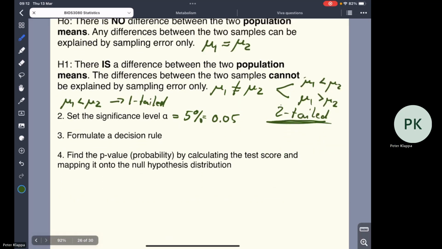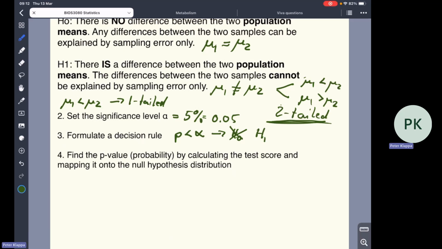Next, formulate the decision rule. And again, it is incredibly boring. If P is lower than alpha, if P is low, H0 must go, and we are happy with our alternative hypothesis.